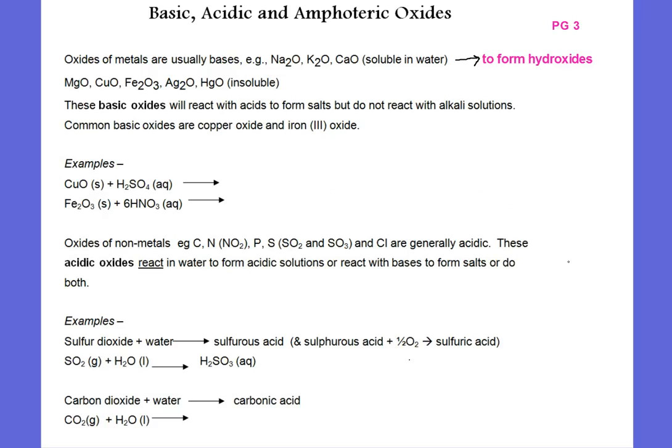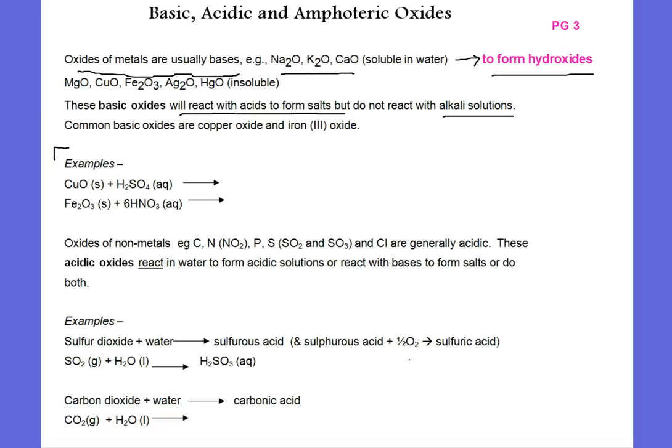The first facts we're going to learn in this particular focus area are some very simple things. The first one is that oxides of metal are usually bases, and that's something you need to accept at this stage. Things like sodium oxide, potassium oxide and calcium oxide are soluble oxides in water, and they typically form hydroxides when they're dissolved in water. There are some metal oxides, such as magnesium oxide, which don't dissolve in water. However, they're still basic oxides. Metal oxides are basic, and the reason we call them basic oxides is because they react with acids to form salts, but they won't react with alkali solutions.